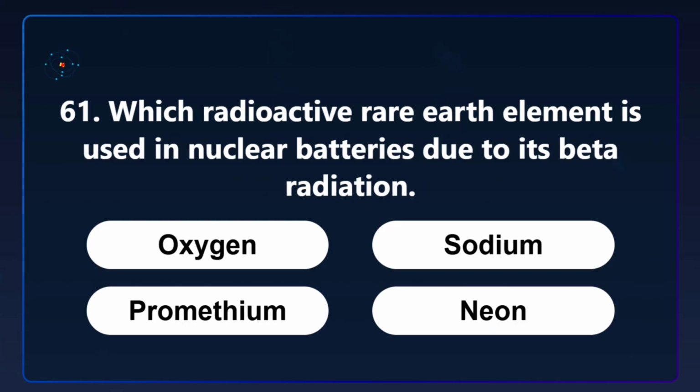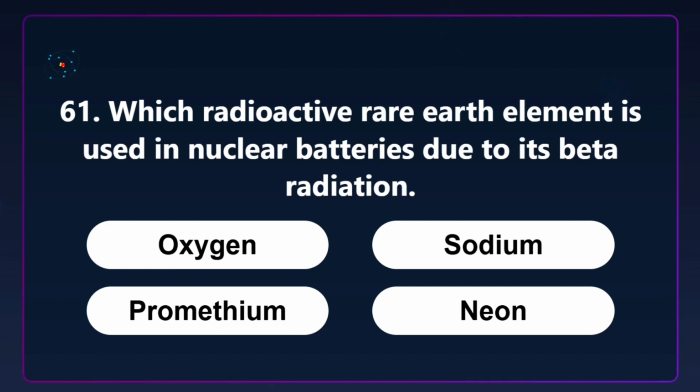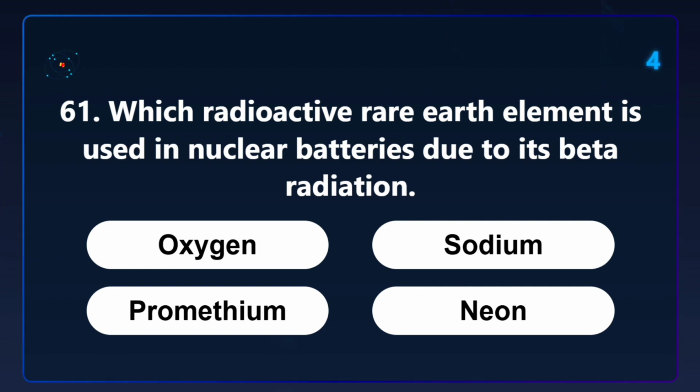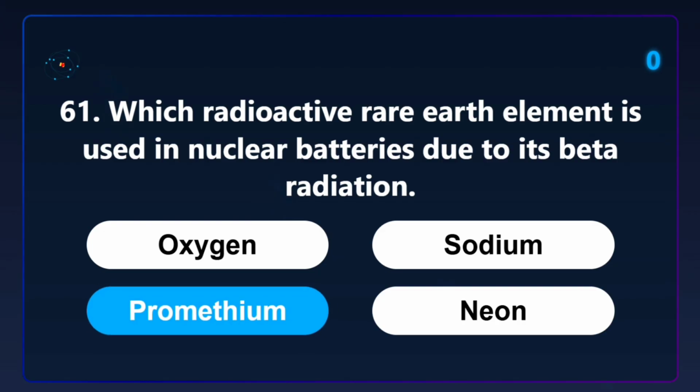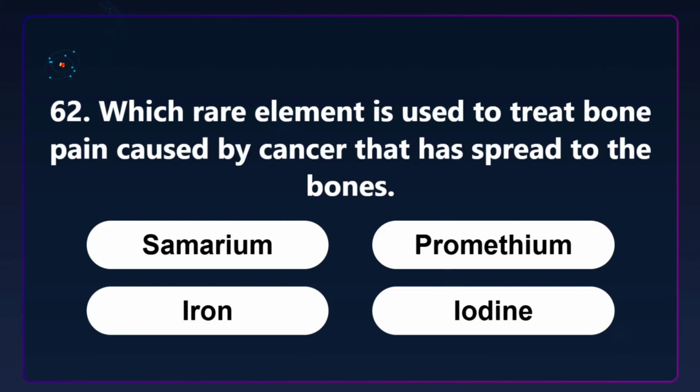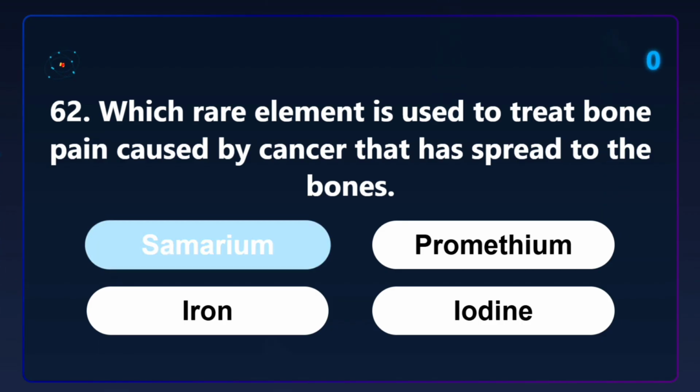Which radioactive rare earth element is used in nuclear batteries due to its beta radiation? The answer is promethium. Question 62. Which rare element is used to treat bone pain caused by cancer that has spread to the bone? The answer is samarium.